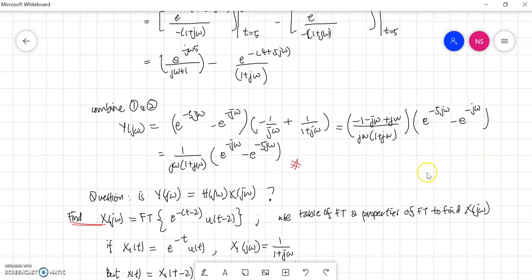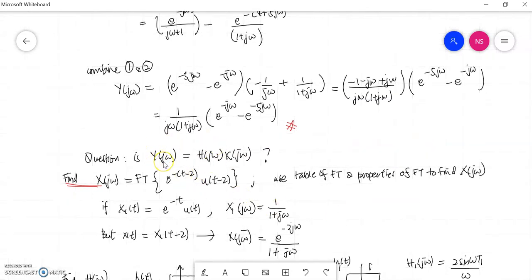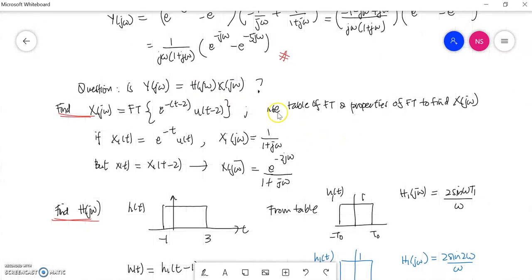All right, so the question is: is Y(jω) equal to H(jω) multiplied by X(jω)? To answer this, we need to find out what the multiplication of H(jω) with X(jω) is. So let's look at X(jω), which is of course the Fourier transform of our x(t) from the question. How do we find the Fourier transform of this? One way is to use the table of Fourier transforms as well as the properties of Fourier transform to find this value of X(jω).